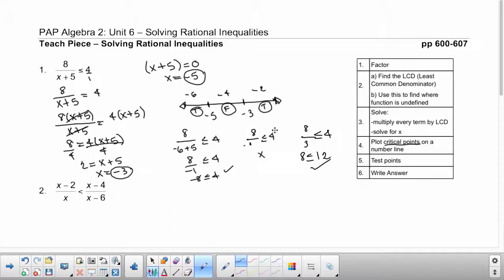Our final step is to write our answer, and here's where we're going to consider whether to include our critical points in those regions or not. Okay, so first thing, I'm going to start from left and move right, so -infinity to -5. That region worked, so I'm going to have -infinity, -5. Now I want to figure out whether I'm going to do an open parentheses or a closed bracket, either to not include the point or to include it. Now -infinity, we can't include that, so it's going to be an open parentheses.